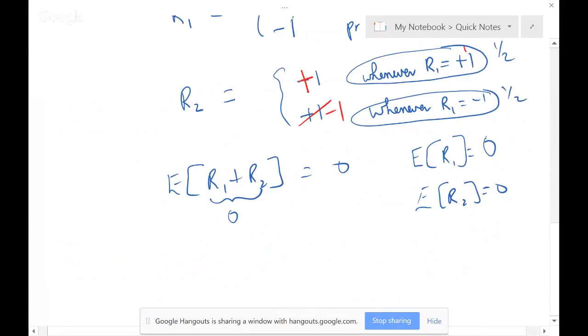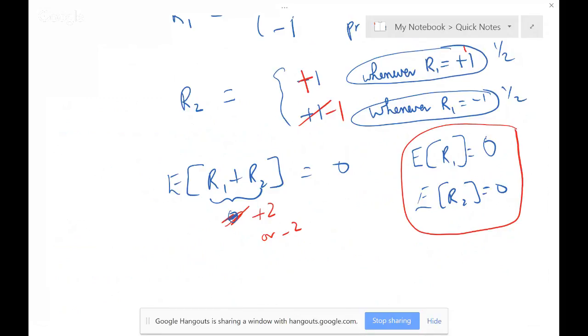Now again, you can see that R1 plus R2 in this case, let's try to work it out, is always going to be +2 or -2. Okay, and again, both the +2 and the -2 will happen with equal likelihood. So again, you have expectation of R1 plus R2 is 0. And the individual expectations don't change because the probabilities of +1 and -1 don't change.